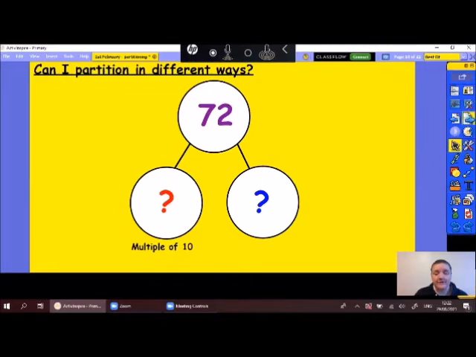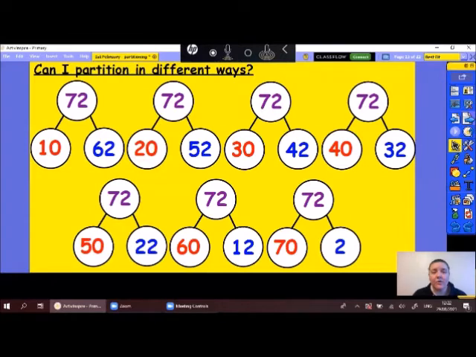Okay, here are all the solutions. These are all the possible part-whole diagrams that you can have for 72 if the red number is a multiple of 10. Have a little look and see if yours are there.